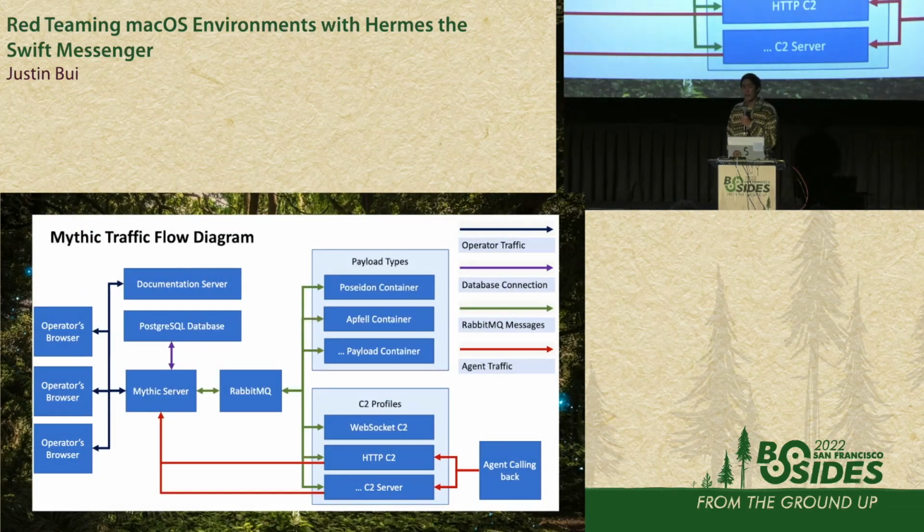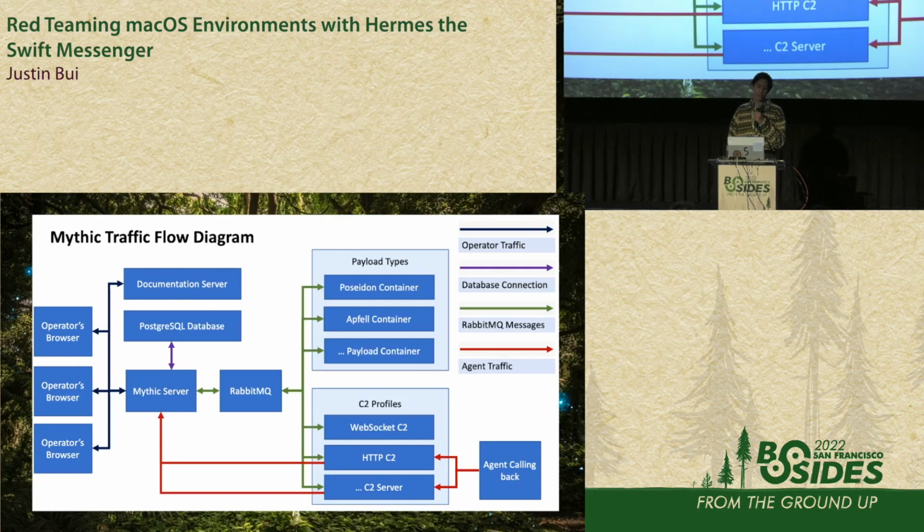Let's take a look at how traffic flows in Mythic. In this example, we're going to go through what happens when I, as an operator, execute an ls command on the home directory, how that gets executed on the implant, and then how that information travels back to us. So in the left corner, you'll see the operator's browser. Here's where the operator interacts with Mythic. So here we're going to execute the ls command on the user's home directory.